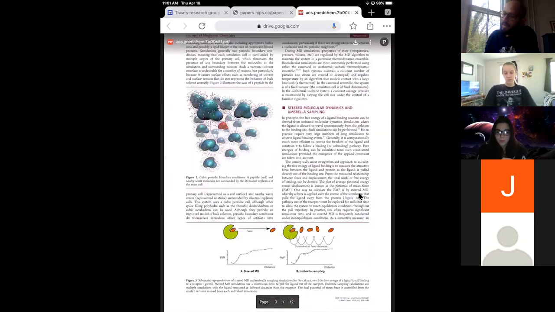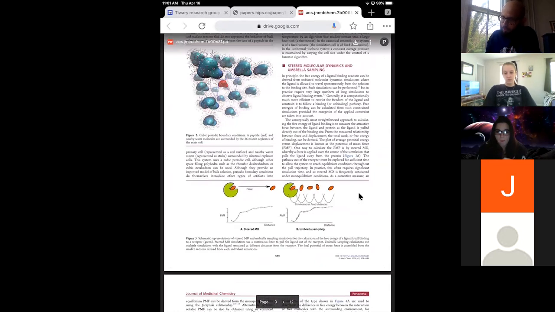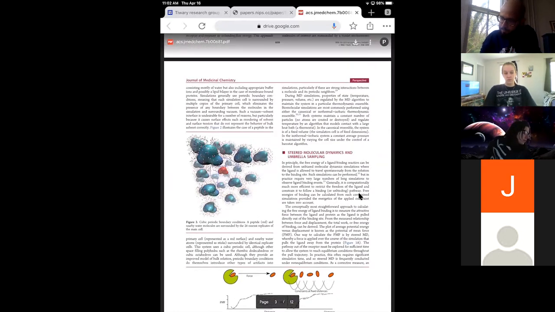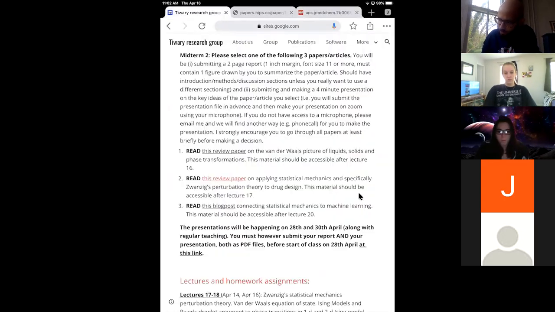And this is a nice review. It talks about many complicated things. You don't have to go through everything. But the key ideas here are the perturbation theory relation. So that's one paper that you can do.